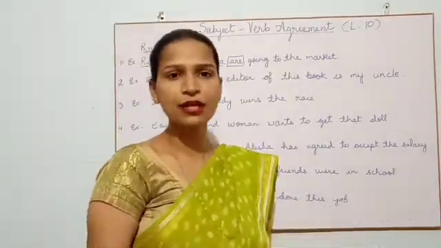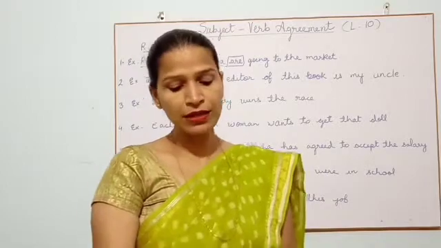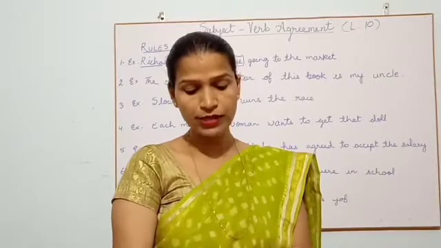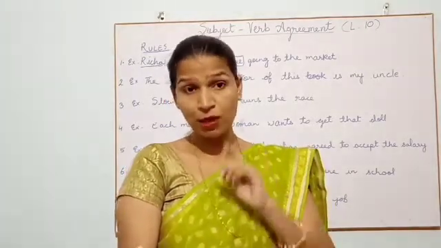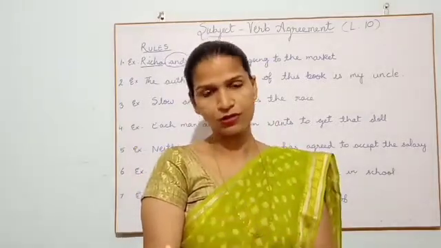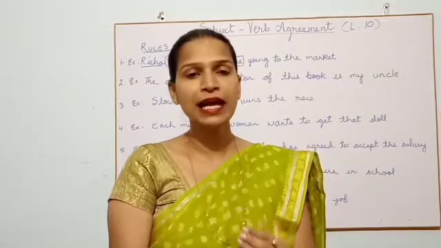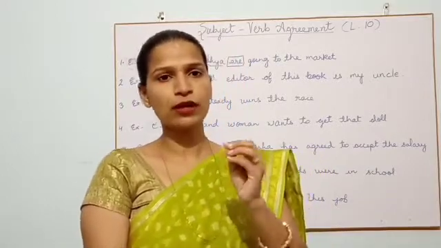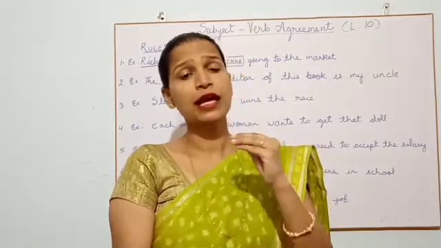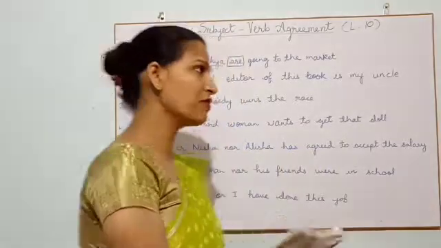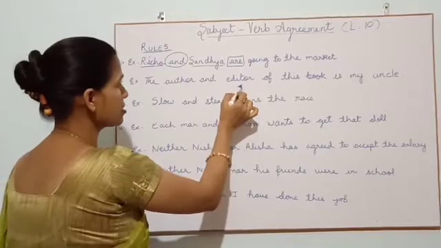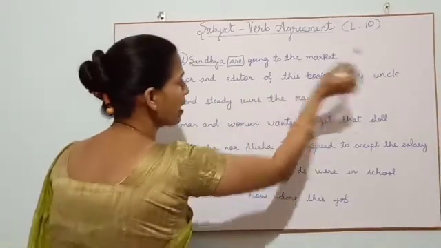Now we will see the second rule which we have in our book. When two nouns are joined, here also, when two nouns are joined by what? Again the same word and. But here is a bit of difference. Refers to the same person or thing. They will indicate the same person. Means whatever two or more things are given there, they will tell you about the same person. Now we will have the example. The author and editor of this book is my uncle.